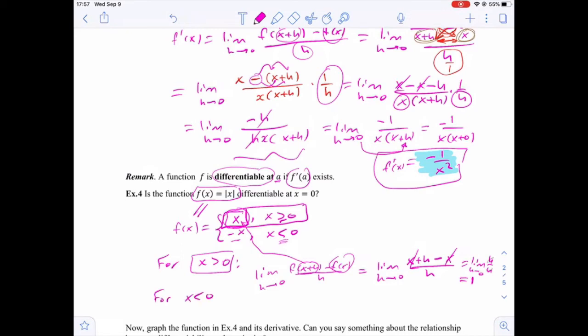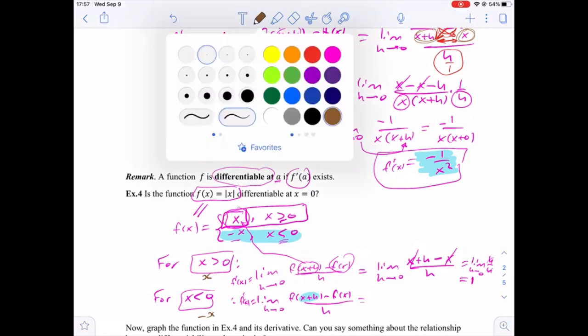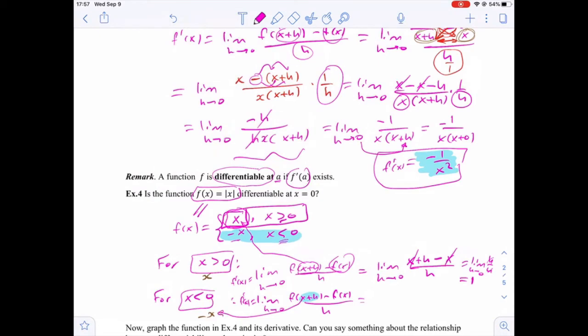For x less than 0, we need to plug into this rule. So the function is negative x. So let's take the limit, I mean to find the derivative, f prime of x, its limit as h goes to 0 of f of x plus h minus f of x over h. Now we plug the x plus h into the function. The function here is negative x. The function here, it was x. Okay. So here we plug x plus h here. We get limit of negative x plus h, because we have a negative sign here, minus f of x. f of x is negative x, over h, h goes to 0.